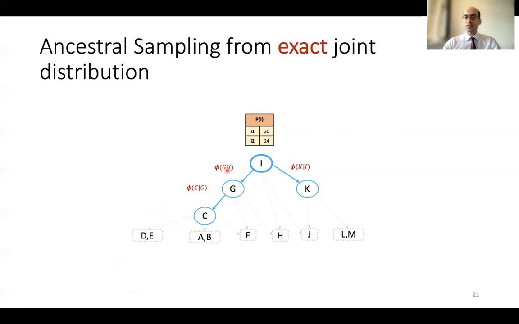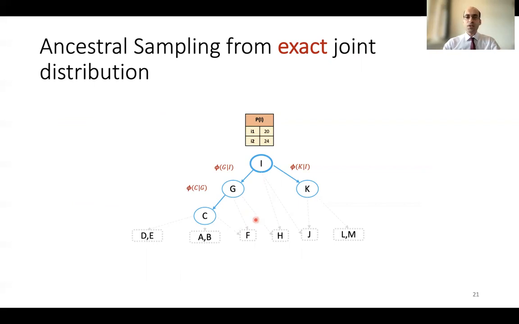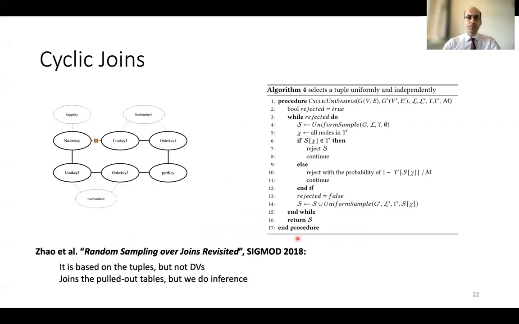And since these conditional factors give us the frequency of G given I in all these subgraphs, we can simply generate a uniform sample of G given I. And then a uniform sample of C given G, and at the end, the sample will be a uniform sample of the join result. Once we found the sample for join attributes, we simply can add non-join attributes as well.